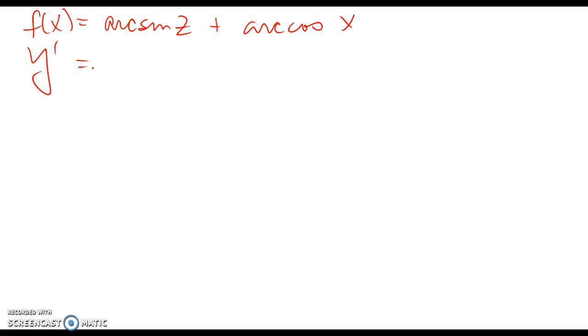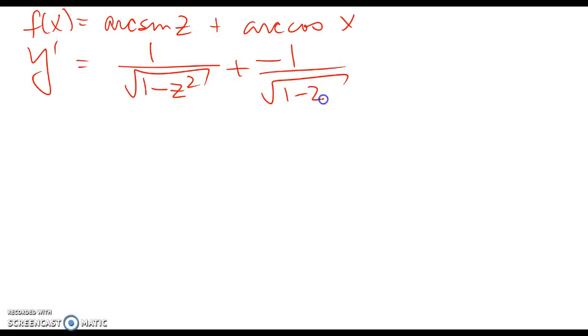Let's say we have f of x equals arc sine x plus arc cosine x. Let's see what happens if we take the derivative. Well, arc sine is 1 over the square root of 1 minus x squared. Arc cosine, that would be plus, but arc cosine is minus 1 over the square root of 1 minus x squared. Notice what we get. This minus this is 0.